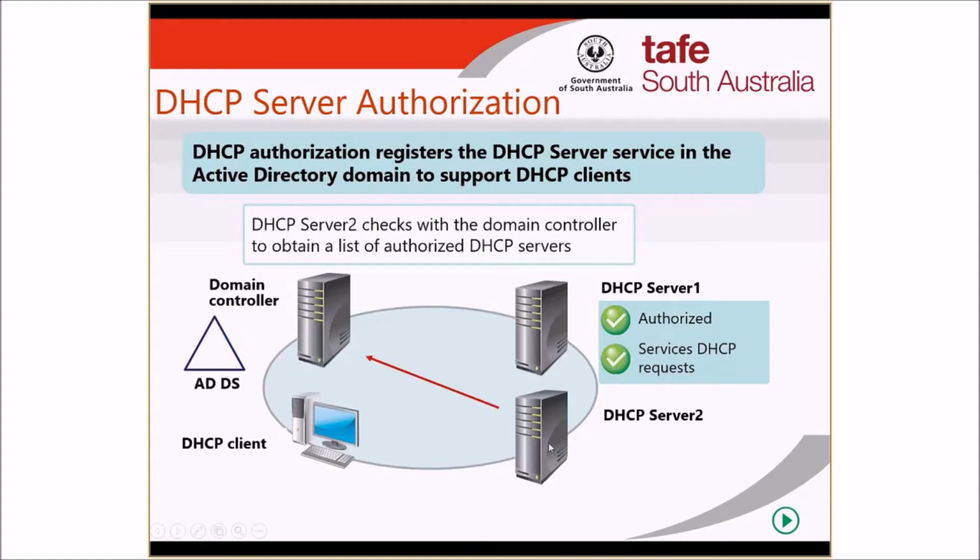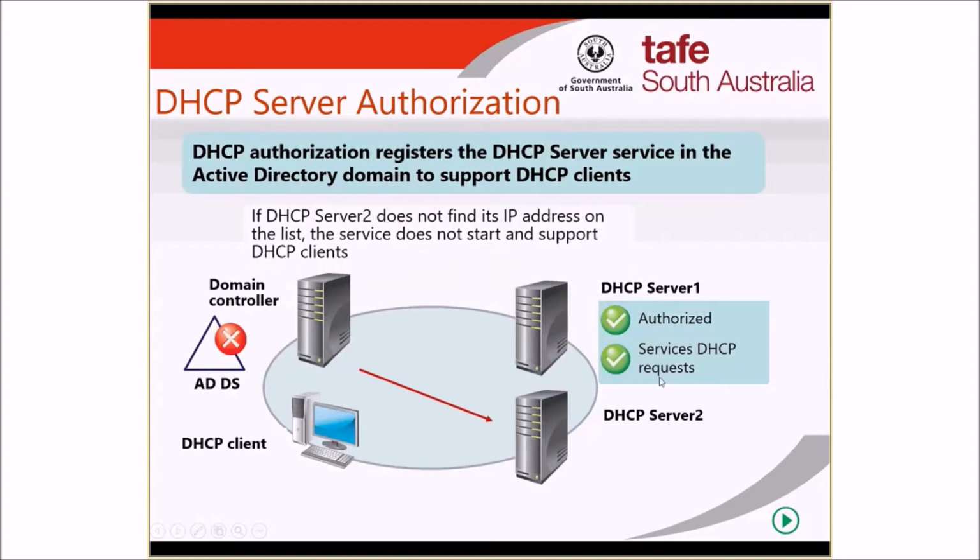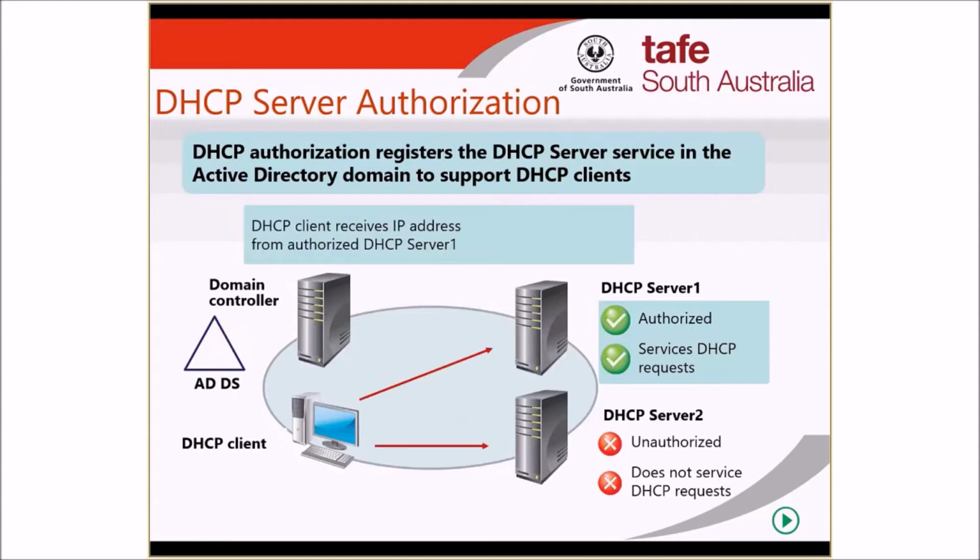Whereas when the second DHCP server checks with Active Directory to see if it's authorized, because the first one is authorized, it's going to say you're not authorized at this point in time, and you're not allowed to give DHCP information out. So that's one way of controlling DHCP servers. So in this case, when a client broadcasts for an IP address, only the authorized DHCP server will respond, not the unauthorized one.